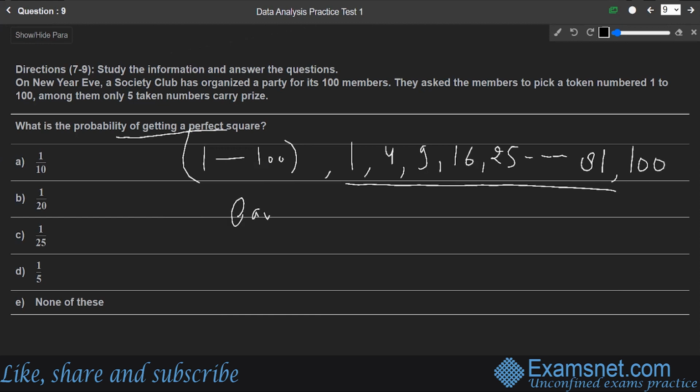So the favorable number becomes 10. Total numbers are obviously 100. So the probability becomes 1 by 10, and that is the right answer.